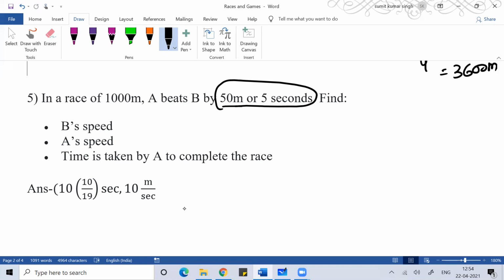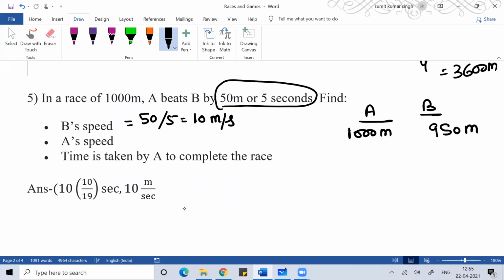You can find the speed of B. The speed of B is 50 by 5, or 10 meter per second. Once you find the speed of B, you can understand A. When A has covered 1000 meter, B has covered 950 meter. How much time will B take to cover 950 meter? The same time A will take to cover 1000 meter. B's speed is 10 meter per second, so it will take 95 seconds to cover 950 meters. So A will also take 95 seconds to cover 1000 meters.